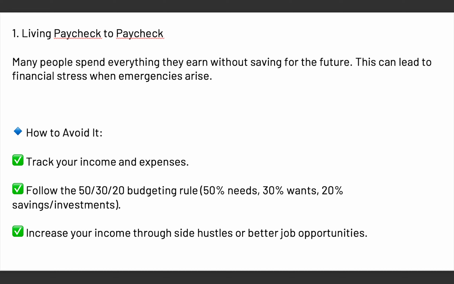Now, the third way to avoid this mistake is to increase your income through side hustles or better job opportunities. So this means that you need to try different side hustles. If you have a skill, look for how you can turn that skill into a side hustle. Or maybe if you're interested in a 9 to 5, look for how you can get better job opportunities than what you currently have. So following these 3 important steps can help you avoid living paycheck to paycheck. So that's the first mistake people make.